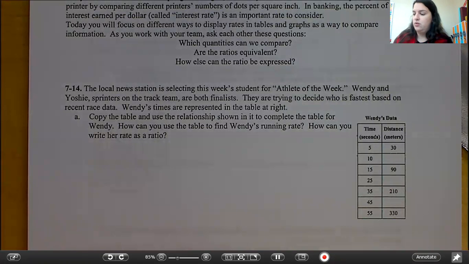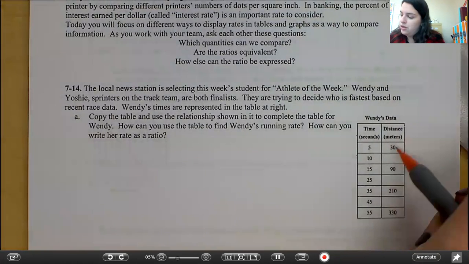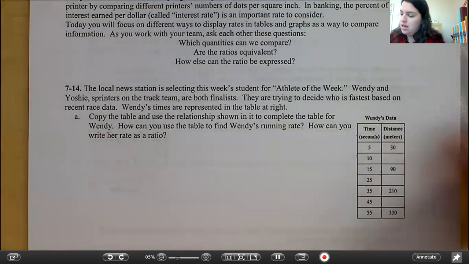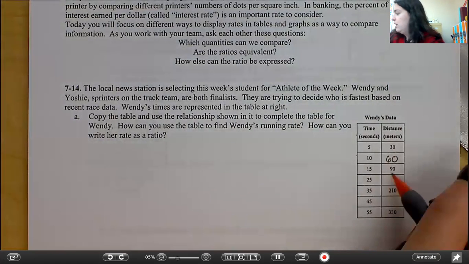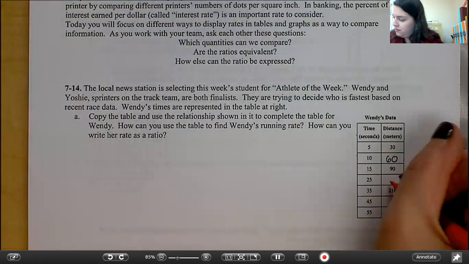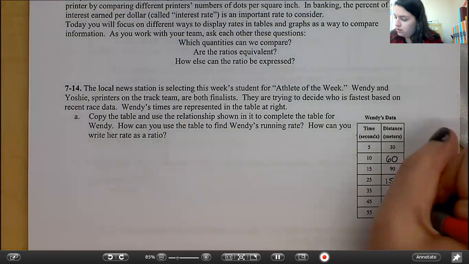Okay, if you're back with me, then you have answered this and filled in your table. So let's take a look. If she runs 30 meters in 5 seconds, in 10 seconds, she's going to run 60 meters. In 15, she ran 90. In 25, she's going to run 150. And in 45, she's going to run 270.